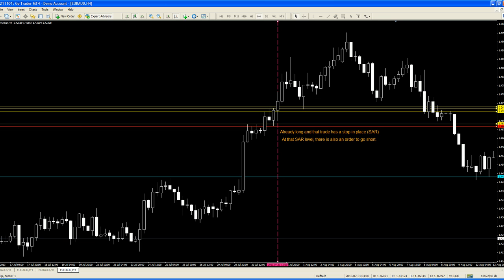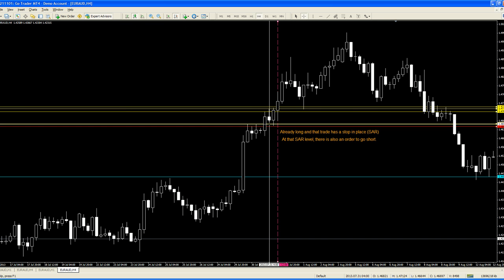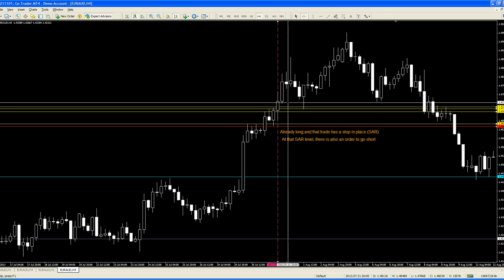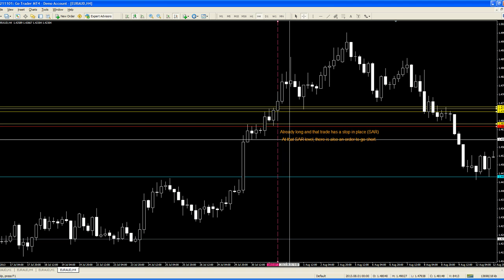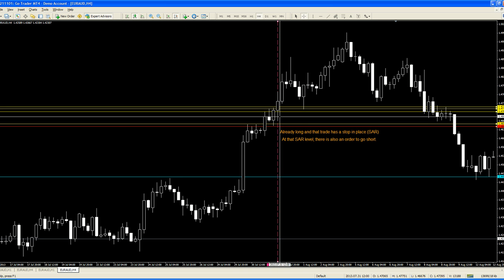Now with your SAR level, it's placed here. Now SAR, remember, stands for stop and reverse, alright? So we're already long and that trade has a stop in place, the SAR. So this long trade has a stop in place. Worst case scenario, if price just tipped over and came back through, I'm taking it out of that long trade. But it's a stop and reverse.